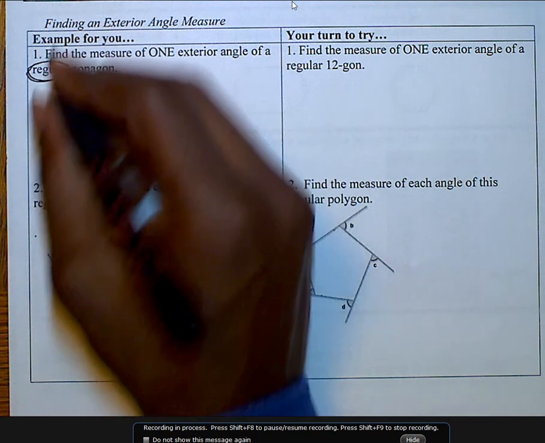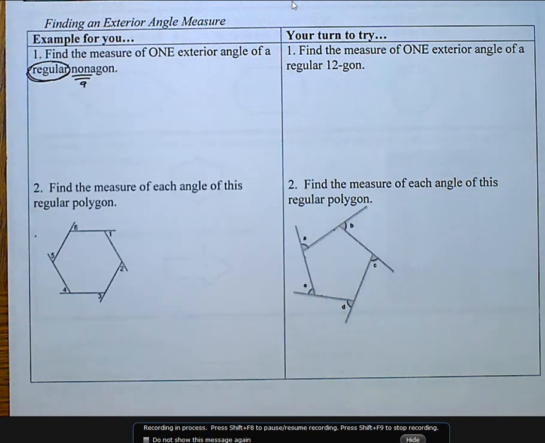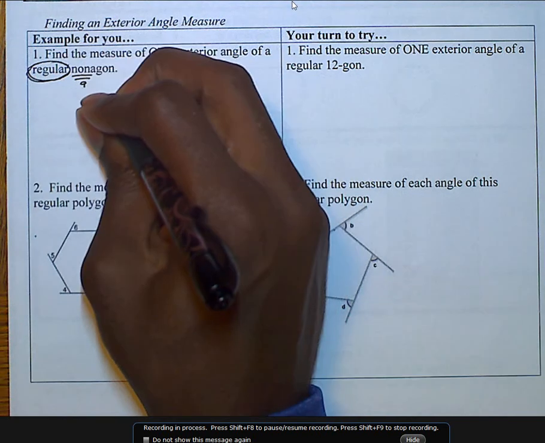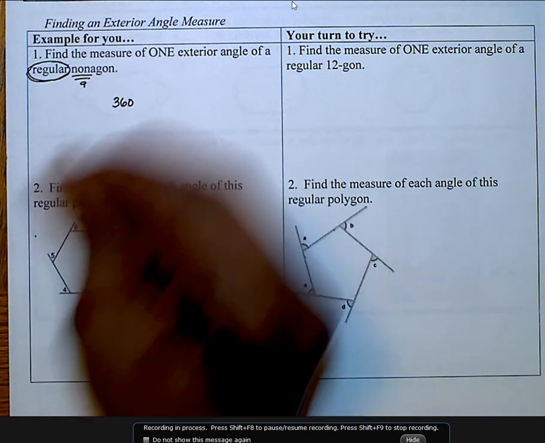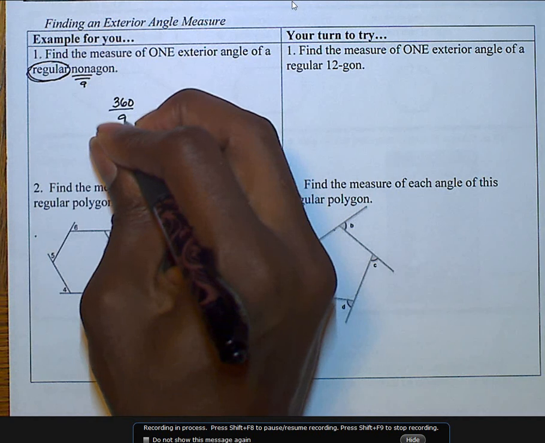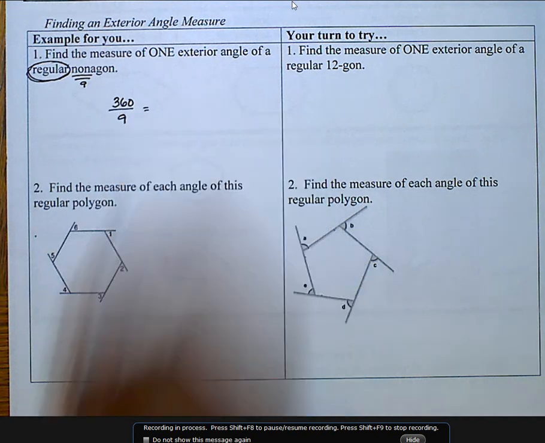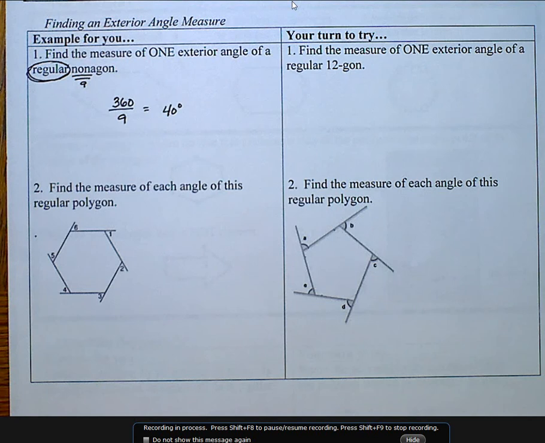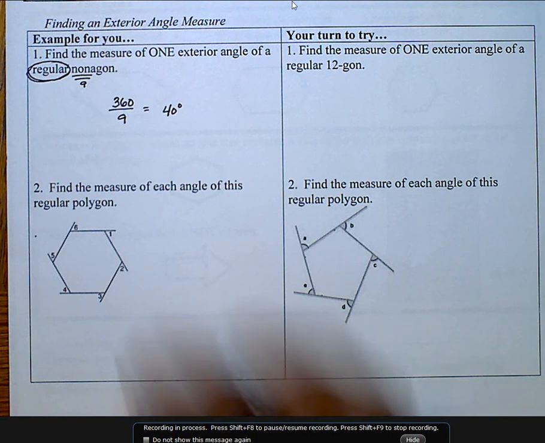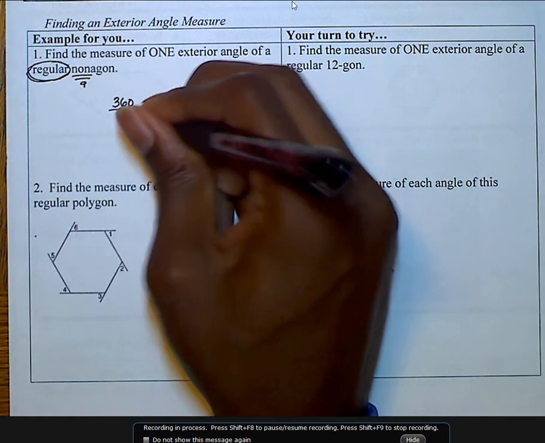And so for a regular 9-sided figure, all the exterior angles should add up to 360. How many exterior angles are there going to be? 9. 360 divided by 9 should give me 40 degrees. And so I know the measure of one exterior angle of a regular nonagon will be 40 degrees. I don't necessarily need a picture for that.